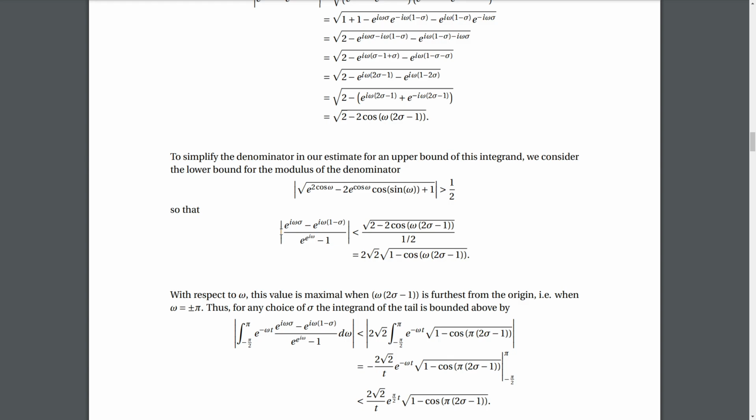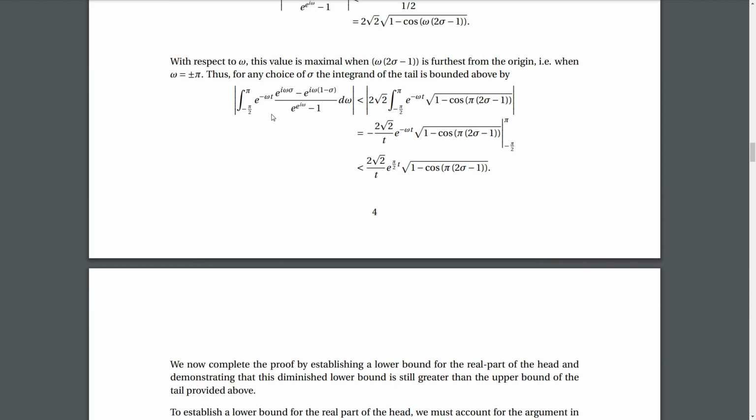Okay. So the modulus of this factor is bounded above by the square root of 2 minus 2 cosine of omega times 2 sigma minus 1, divided by 1/2. Well, the 1/2 comes up here. This comes out as a square root of 2, so we end up with 2 square root of 2 times the square root of 1 minus cosine of yada, yada, yada. So we want to simplify this even further.